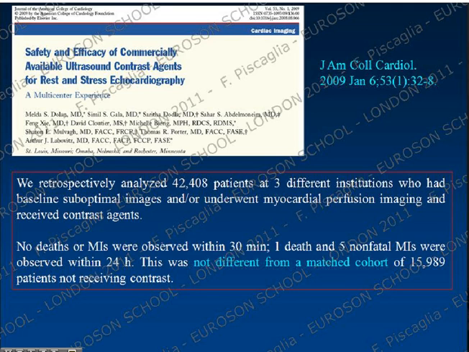This is a slightly larger series, altogether very large, 42,000 patients in 3 different institutions. And also in this case, there was not any difference from a matched cohort of patients not receiving contrast. This was published 1 year later.